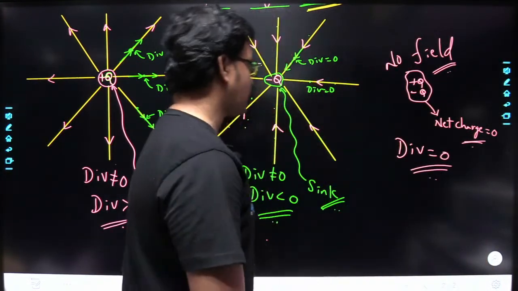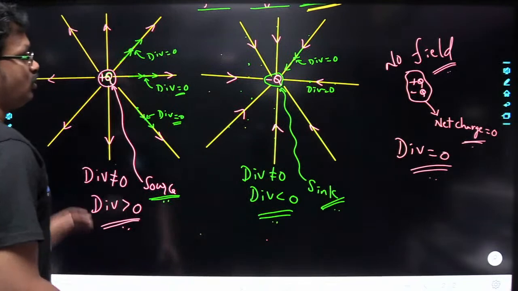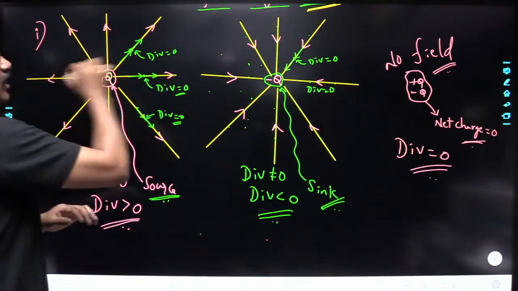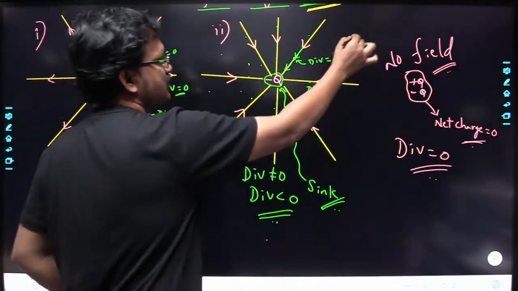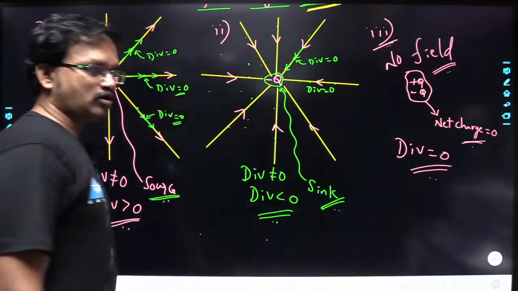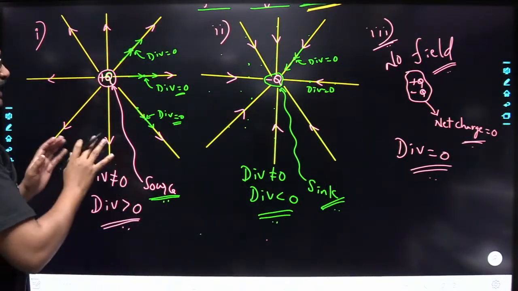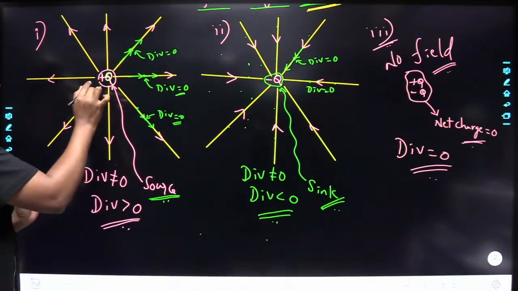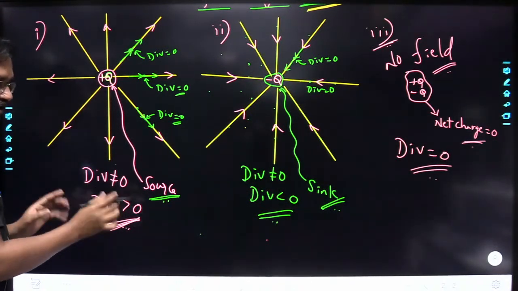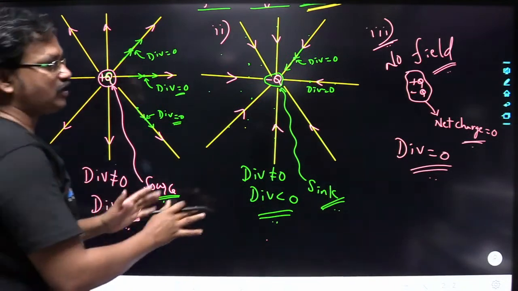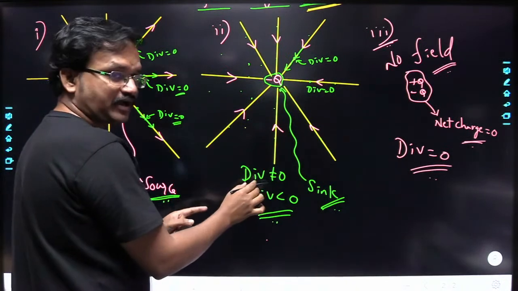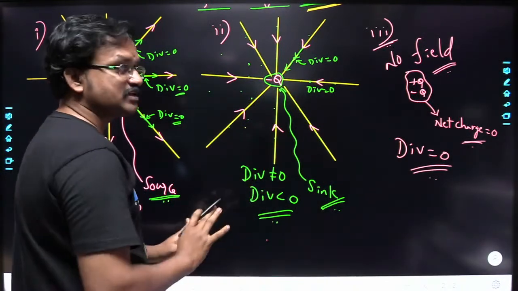Right? Okay. So from these three cases, let us say this is case 1, this is case 2 and this is case 3. What you have observed here? Whenever you are calculating the divergence exactly at the location of the source, you are getting divergence not equal to 0 and divergence greater than 0. Right? And whenever you are calculating the divergence exactly at the location of the sink, here also you got divergence not equal to 0 but divergence less than 0.